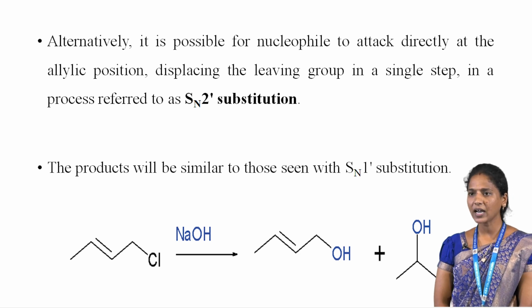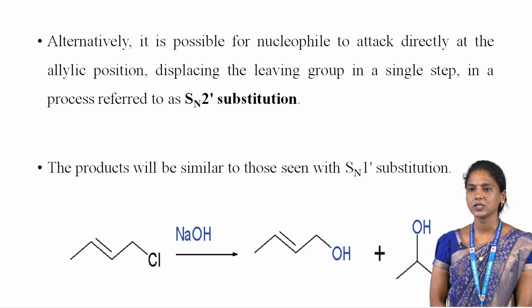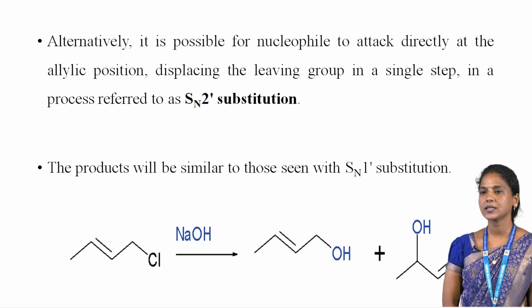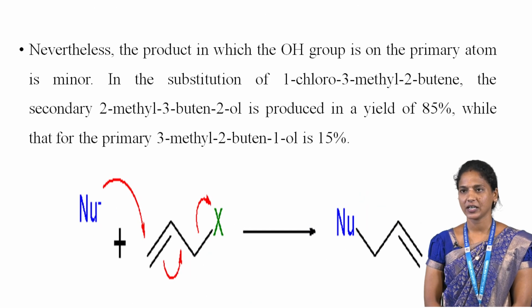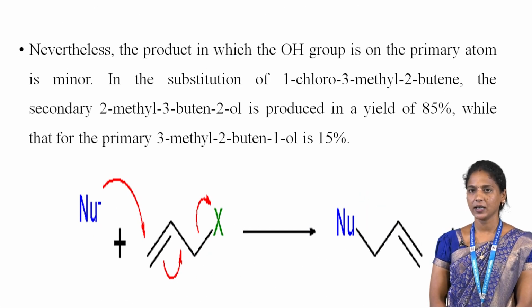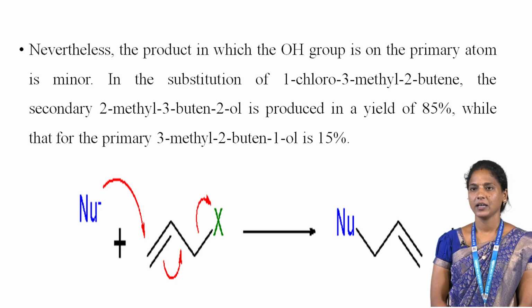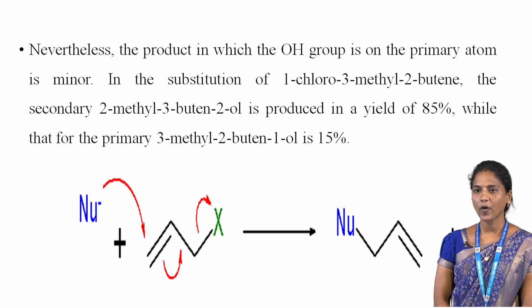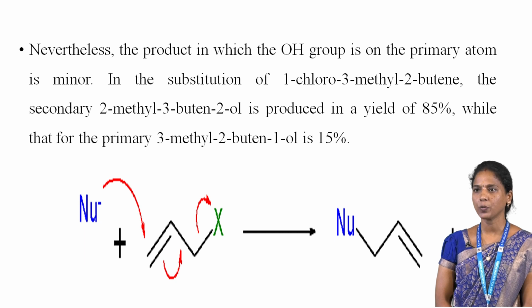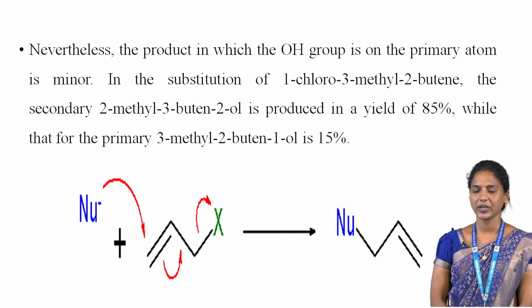Thus, the reaction of 1-chloro-2-butene with sodium hydroxide gives a mixture of 3-buten-1-ol and 3-buten-2-ol. Nevertheless, the product in which the hydroxide group is on the primary carbon is minor. In the substitution of 1-chloro-3-methyl-2-butene, the secondary 2-methyl-3-buten-2-ol is produced in a yield of 85%, while that for the primary 3-methyl-2-buten-1-ol is 15%.